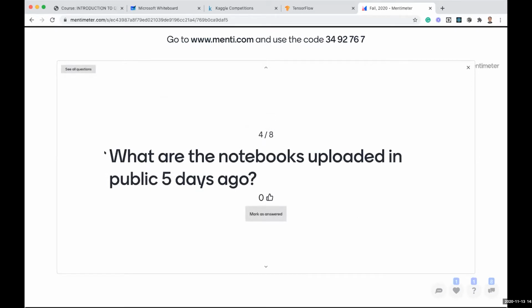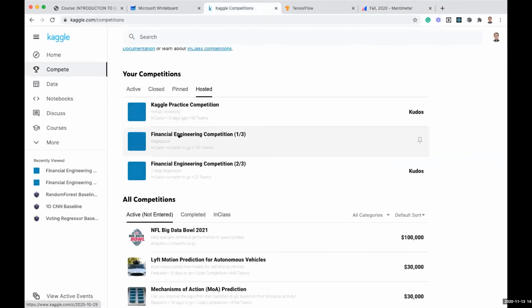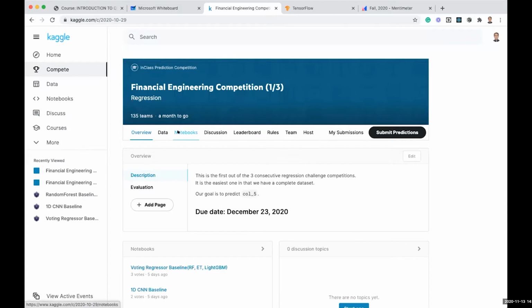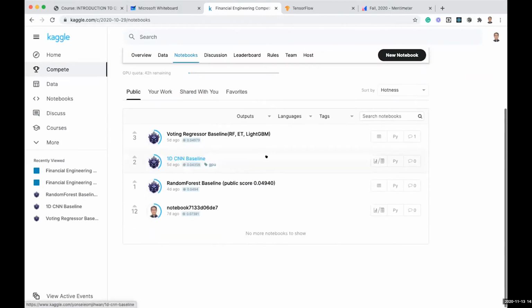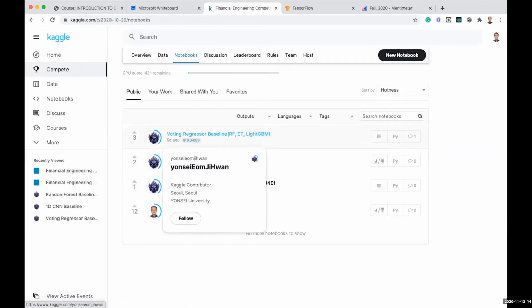Oh, okay, yeah. There is a public notebook published 5 days ago. So let me go to the Kaggle competition, the financial engineering competition 1/3. If you go to the notebook section, there are other notebooks available to you. And these three, okay, who is this one? The Yonsei Om Ji Hwan.